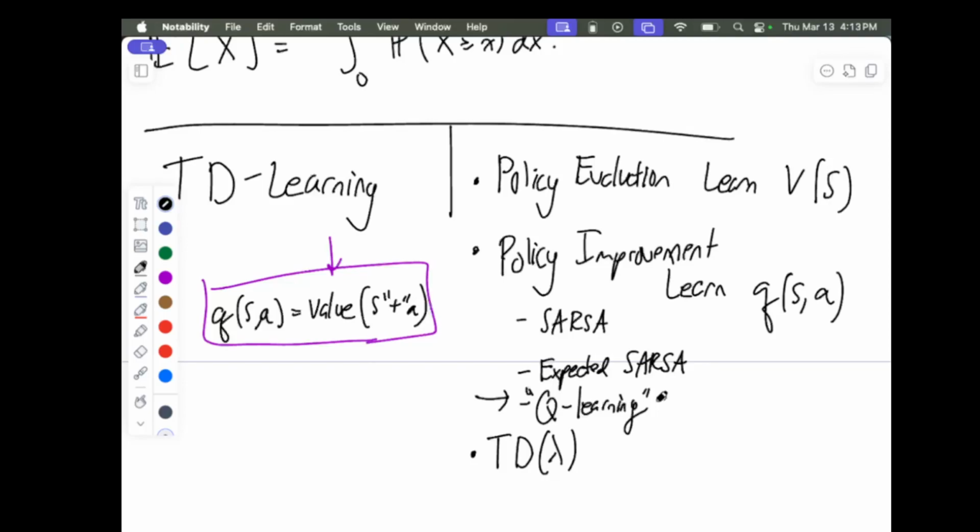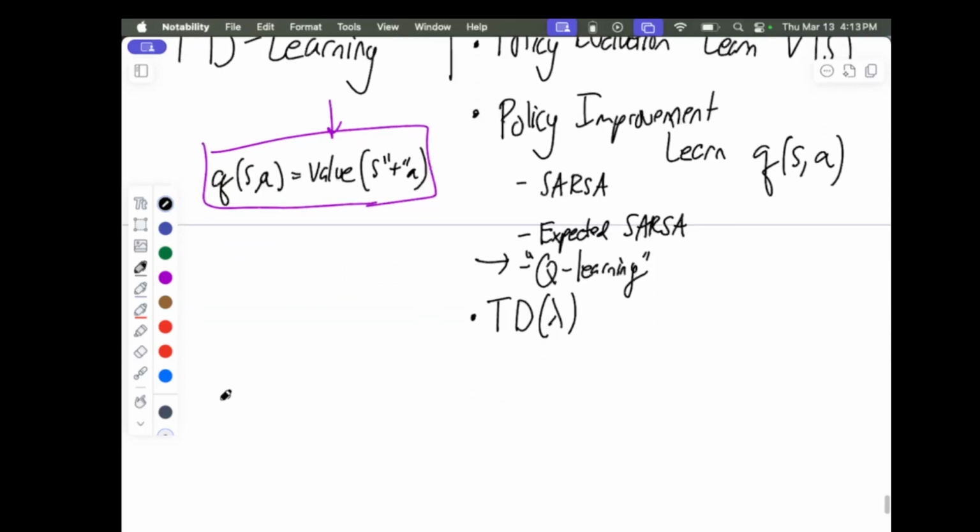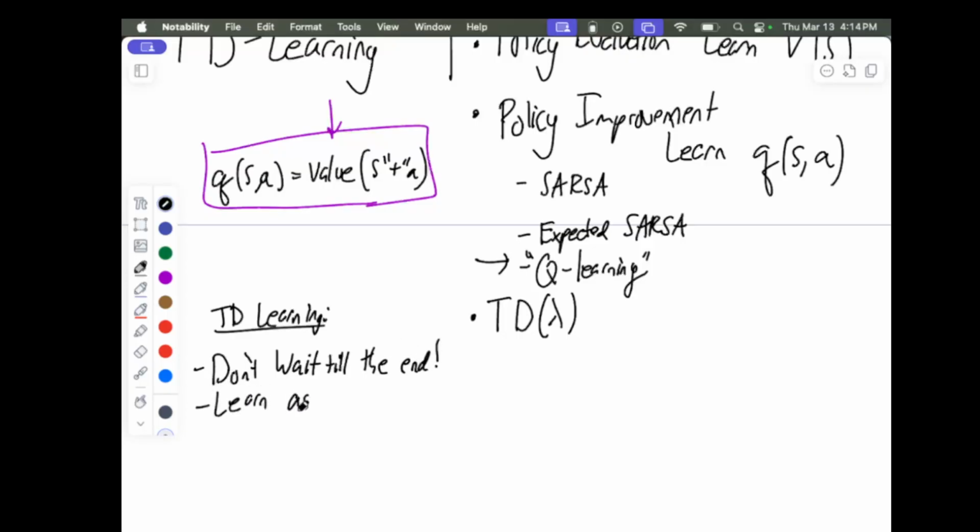Let me just recap from last class. The big idea in TD learning is don't wait till the end. Don't wait till the end, and if you don't wait till the end, you can learn as you go. And how do we learn as we go? Well, if we move from one state to another state, we would push v of the state s towards whatever we saw.